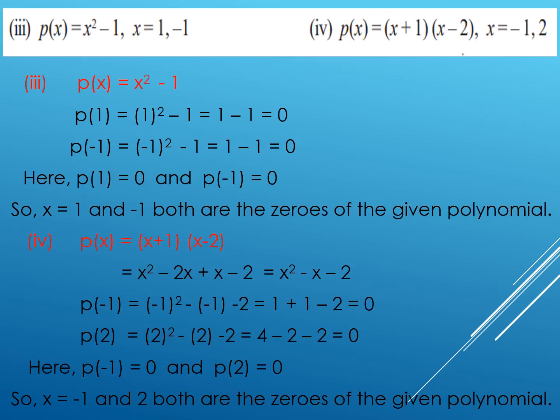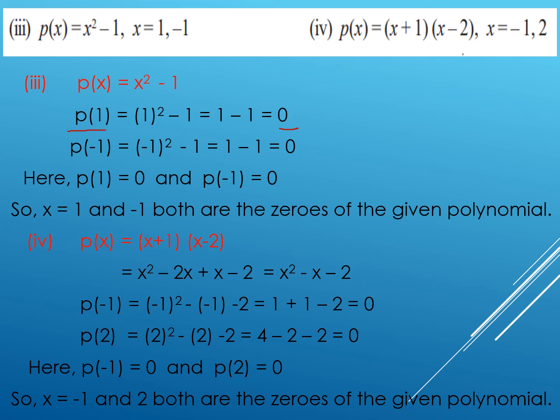The third part, p(x) is equal to x square minus 1. Now here two values of the variable x are given. x is equal to 1 and x is equal to minus 1. First we will put x is equal to 1. So p(1) is equal to 1 square minus 1. So after solving we are getting 0. That means the value of the polynomial at x is equal to 1 is 0.